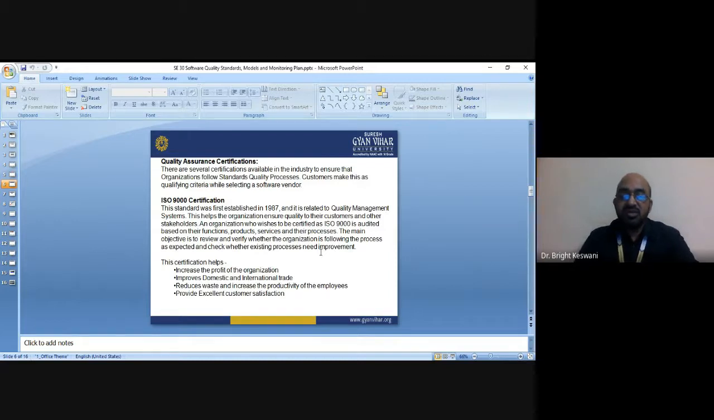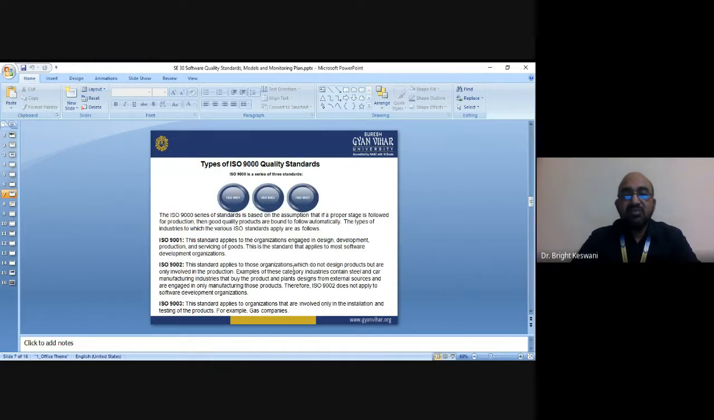It reduces the waste and increases the productivity of the employees. It improves the domestic and international trades, and it increases the profit of the organization. So these are the benefits of ISO 9000 certification.